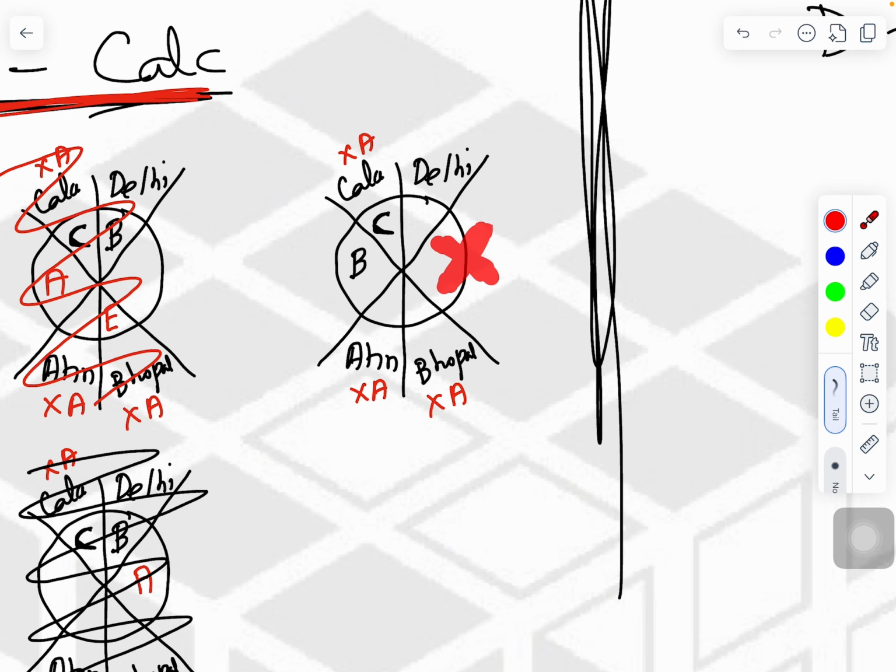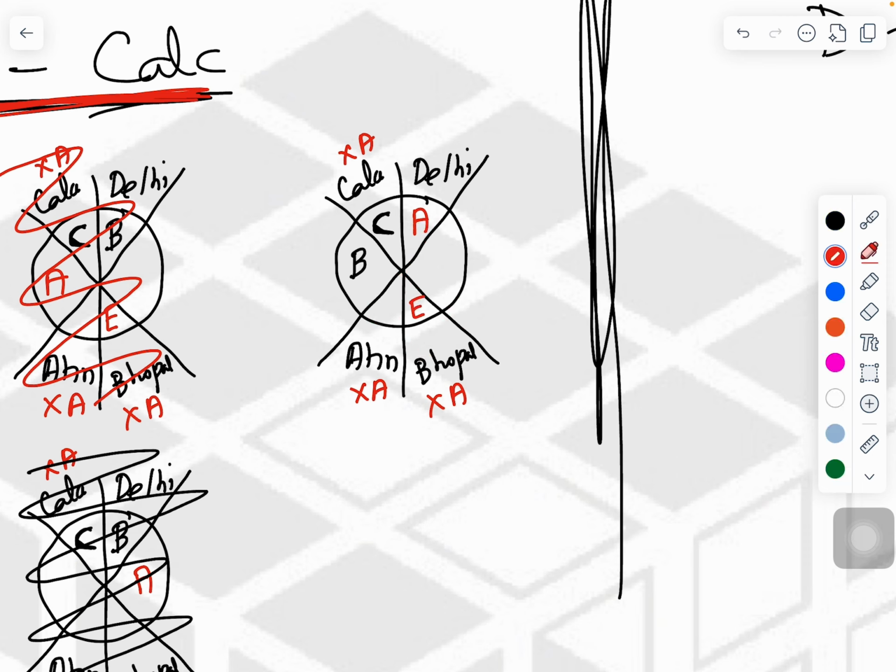So the only option left for A is this spot. Let's go and fill that. This is the only spot left for A. Now that A has come here, where can E come? B is adjacent, E cannot come. A is adjacent, E cannot come. So the only spot E can come is this particular spot.